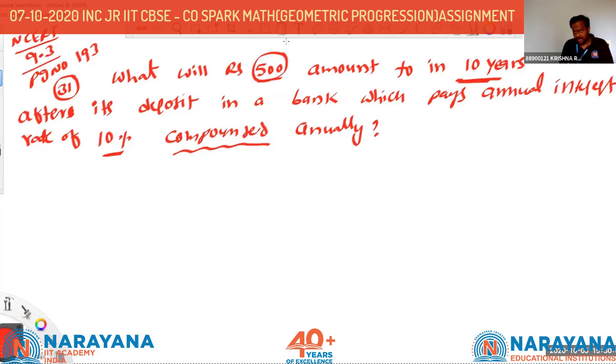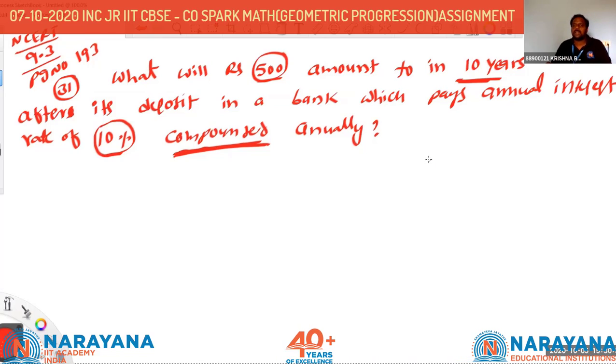The principal is 500. After 10 years, if the interest rate is 10%, what should the amount be? They are counting compoundedly. Compound interest means in the first year the amount is 500. After 1 year, some interest X comes. So for the second year, the principal is 500 plus X, and again 10% on that. Every year interest is added, and on that again interest is counted. That is compound interest. Got it?